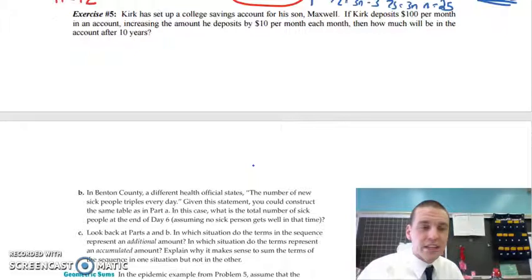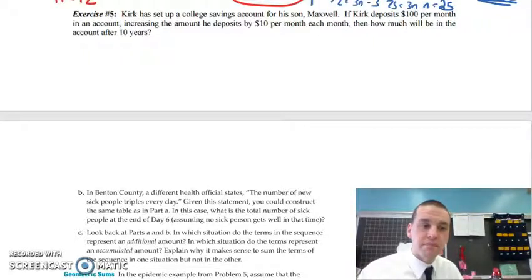So let's look at this last exercise before moving on. Kirk has set up a college savings account. If Kirk deposits $100 per month and increases the deposits by $10 per month, how much will he have after 10 years? I want you to pause it and set it up. First term, number of terms, last term. Do the work if you need to. When you unpause it, I'll have the answer and hopefully you've got it correct.